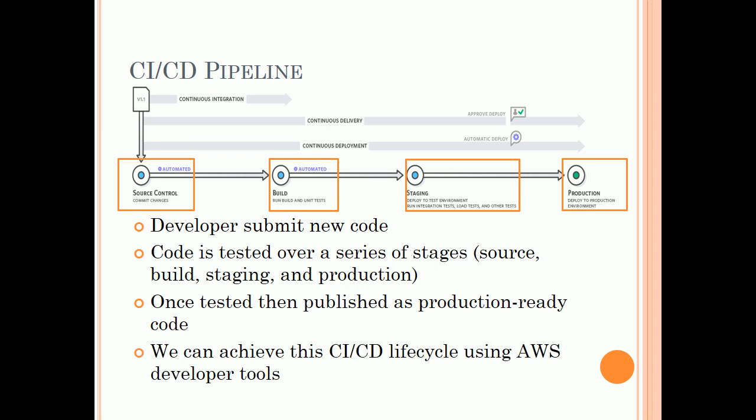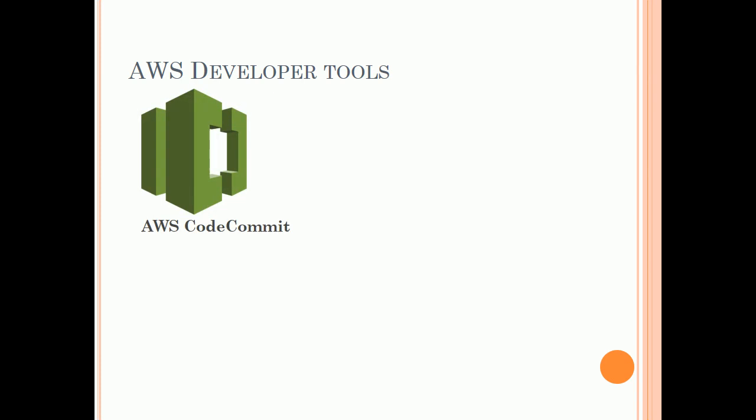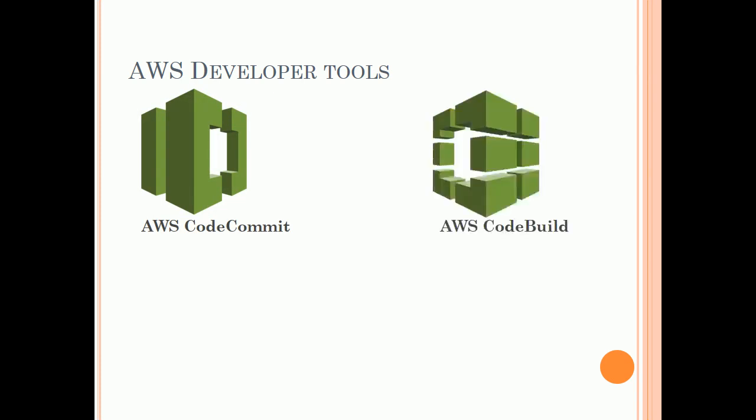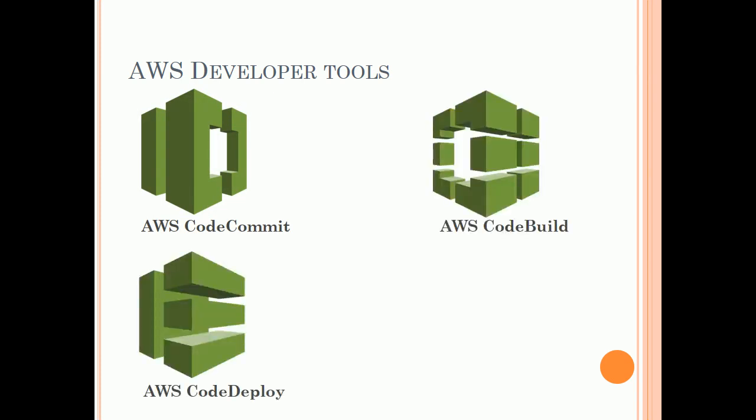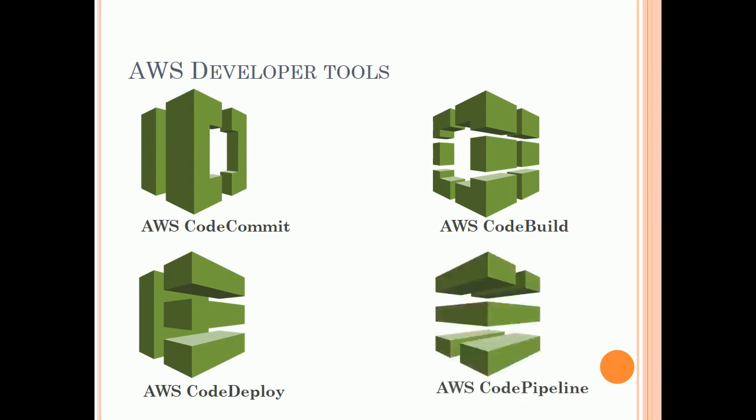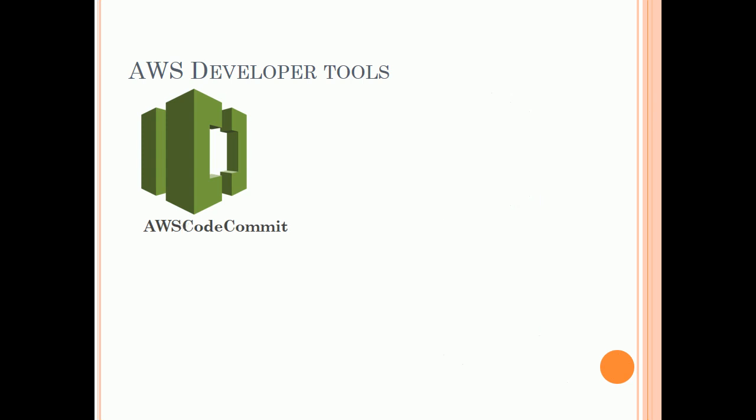So let's see first AWS Developer Tools in brief, and then we will see how we can achieve a continuous integration and continuous delivery pipeline using AWS Developer Tools. We have a total of 4 AWS Developer Tools. First is AWS CodeCommit, then CodeBuild. The third one is AWS CodeDeploy. The fourth one is AWS CodePipeline. Let's see every tool in brief.